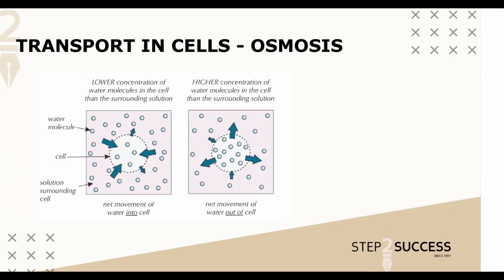So as we can see here, if this is your cell, it has a low concentration of water inside the cell, a higher concentration outside it, so water will move into the cell that way. On the right hand side, we have a higher concentration inside the cell. Water would therefore move out of the cell. And again, there is a practical involving potatoes, which we will look at in a separate video.